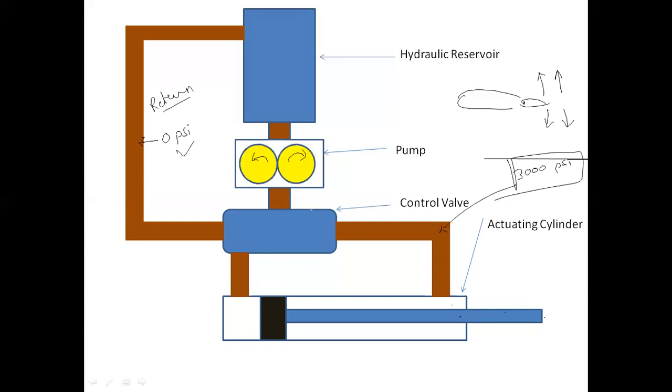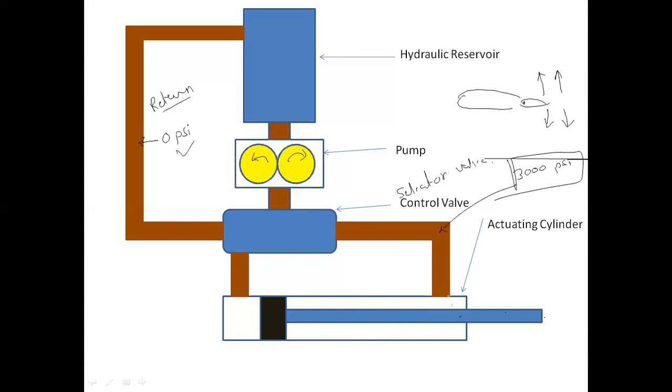This high pressure fluid enters the control valve where it is decided to which side of the actuating cylinder this fluid will go. Who will decide this? The pilot will decide it. For example, if he wants to take the landing gear up, he may select this line. But if he wants to take the landing gear down, he will select this line. Based on whatever selection the pilot makes, the control valve, also known as a selector valve, allows the fluid to enter the actuating cylinder. This is your main muscle power.